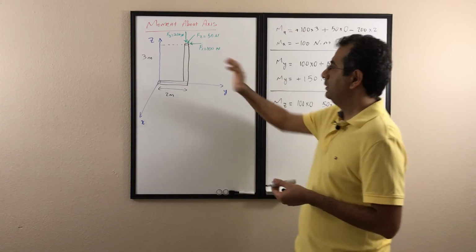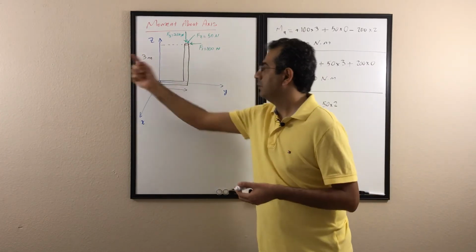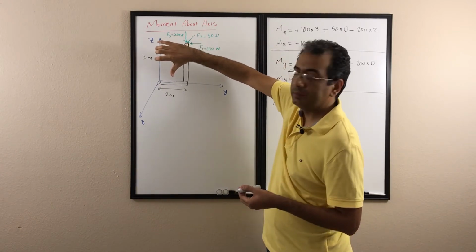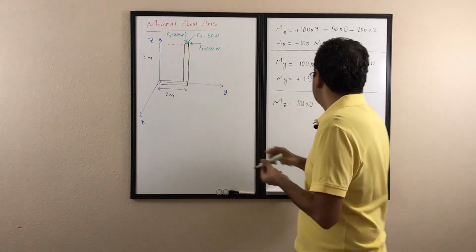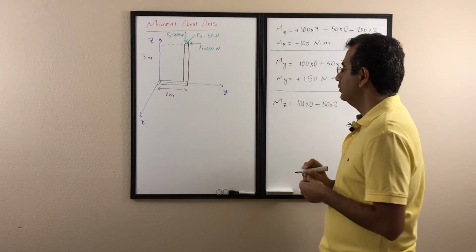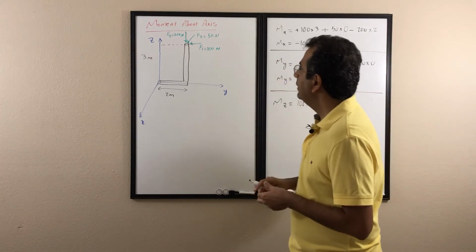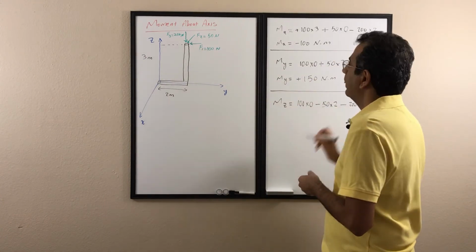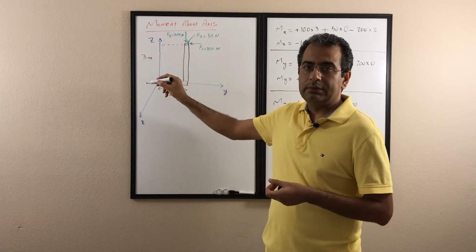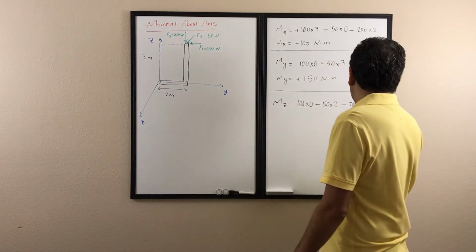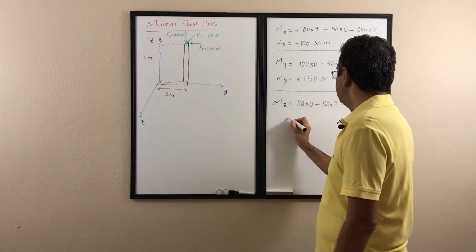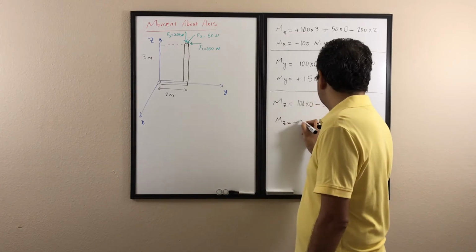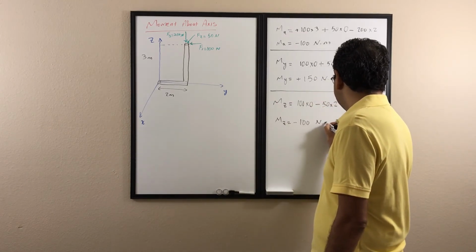Is it positive or negative? So it created rotation in this direction like that. And if I put down a finger, my thumb is going to be in the negative z, so the sign is going to be negative. And then for the F3, the magnitude is 200, and it is parallel to the z, so it does not generate any moment. Again, it's going to be 0. So the Mz would be negative 100 Newton meter.